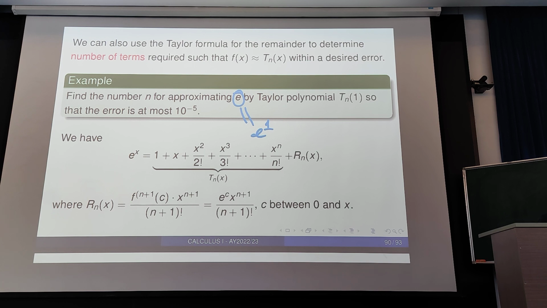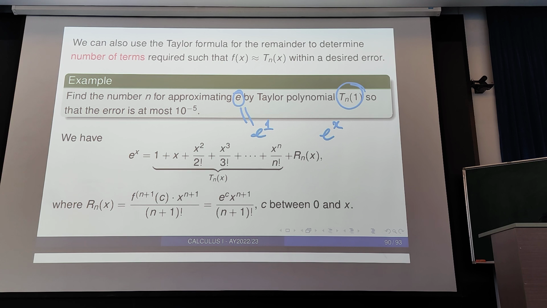So we can use the Taylor polynomial for the exponential function to approximate the value of this number. Because e is equal to the value of the exponential function at x equal to 1, we should use this Taylor polynomial at x equal to 1, right?